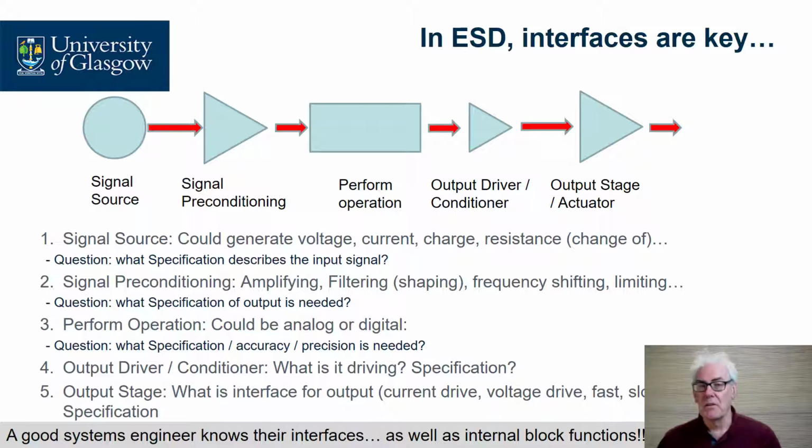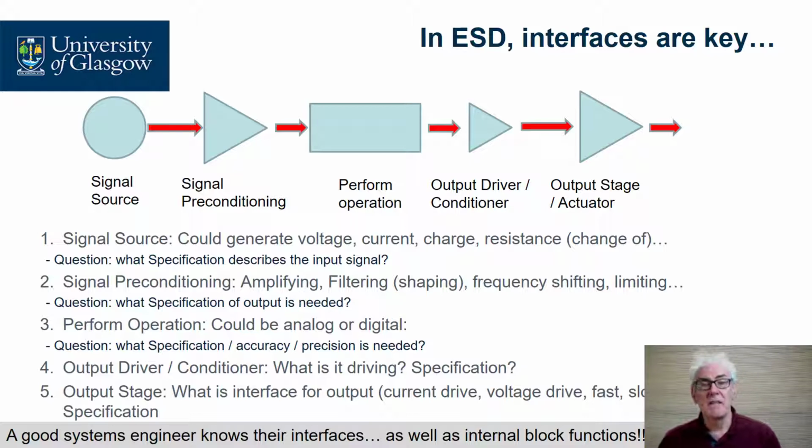Once you understand a little of the signal source, you then look at the signal conditioning. Do you need to amplify or attenuate if the signal is too large? Do you need to filter it? Do you need to shape it? Do you need to change the frequency of the signal? Perhaps you're receiving it at very high radio frequency and you want to shift it down to do baseband processing. Do you need to limit the signal? Do you need to make sure that it doesn't overload and damage the following parts?